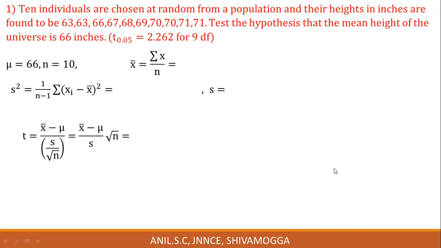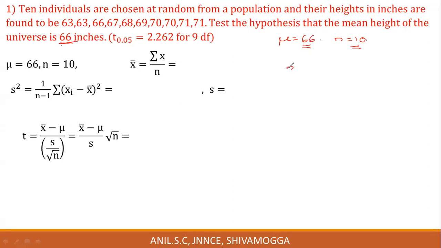That's the hypothesis that the mean height of the universe is 66 inches. Mean height of the universe or population means mu is equal to 66. And 10 persons are considered for this test, therefore n is equal to 10. Test the hypothesis that the mean height of the universe is 66.